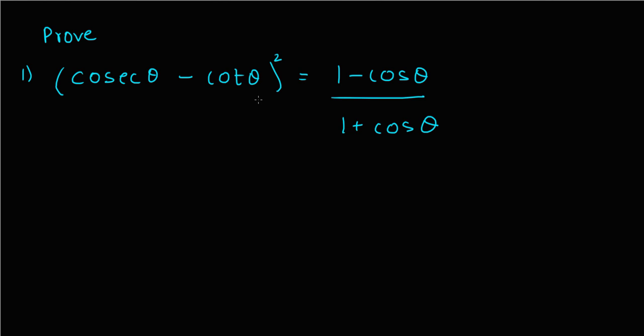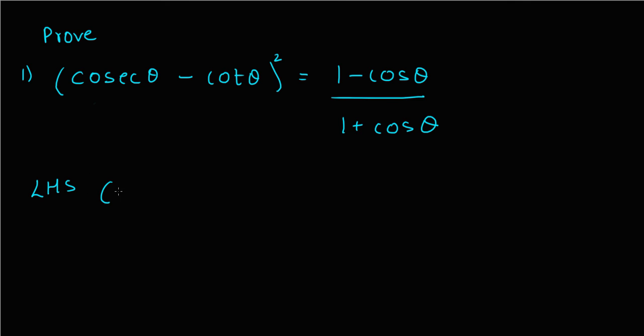This is our next question. So I do not see a direct identity. So what I will do is I'll take my LHS. We have to prove that this side, (cosec theta minus cot theta) whole square, is equal to 1 minus cos theta by 1 plus cos theta. So I'll start with my LHS.